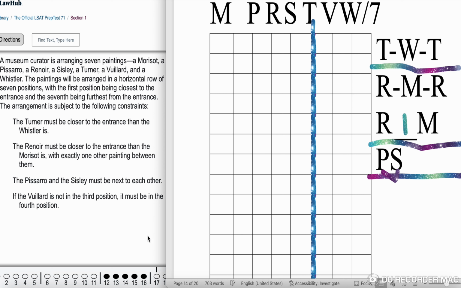The last condition states that if B is not in the third position, so that's going to be kind of interesting to put down, then it must be in the fourth position. So if B is not in third position, B must be in the fourth position. And let me make sure that I got my crossing out. I like to do my crossouts in red sometimes just because it signifies the difference between it being removed.